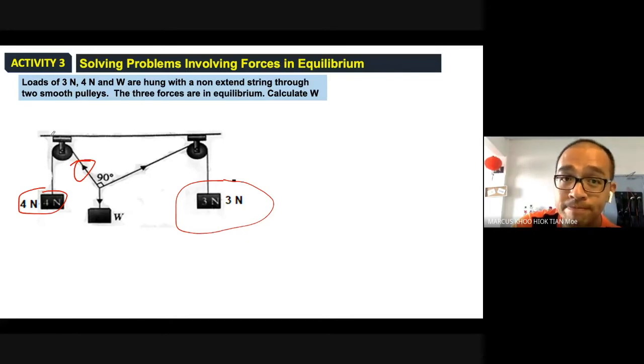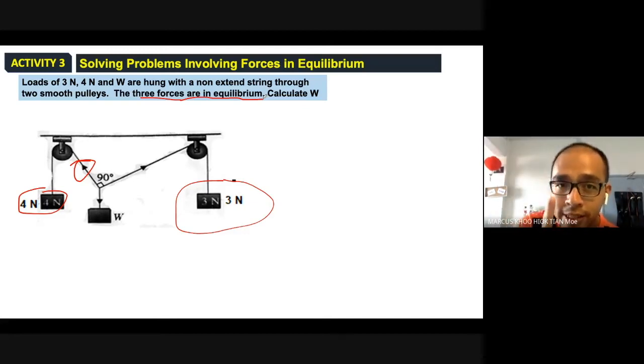Okay, this is an interesting problem. And then W is downwards. I don't know what W is. The only thing I know is that the 3 forces are in equilibrium. So you know what? I'm going to give you about 10 minutes. You draw the triangle first.